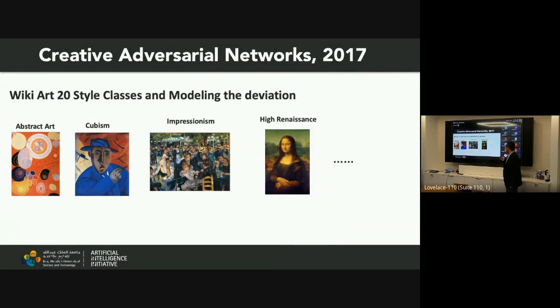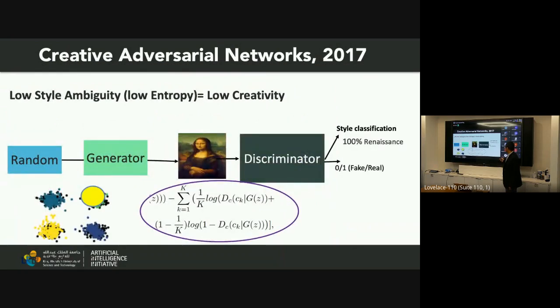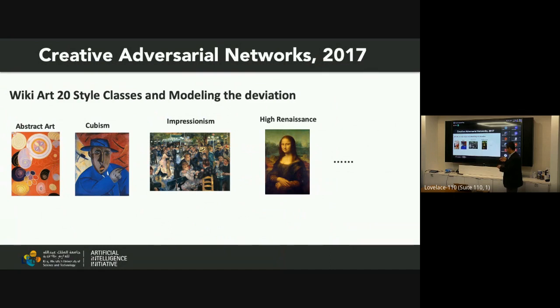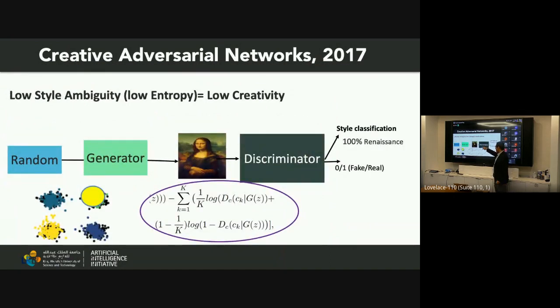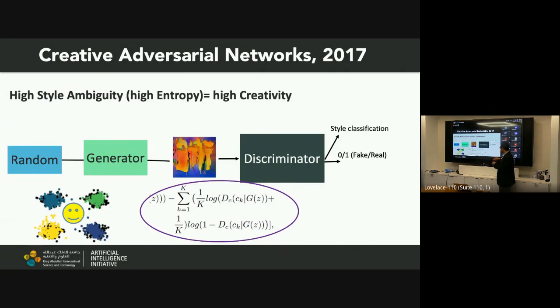One of the things we did at the time was something quite simple. We have a classification loss that, given a real image from the dataset, can classify which of the existing art styles it belongs to. When we train the generator, we train it not only to trick the discriminator into believing the image is real, but also to make it hard to classify into any of the existing art styles, as a deviation loss. You are encouraging the distribution to be entropic over seen classes. That was one way to model that deviation.